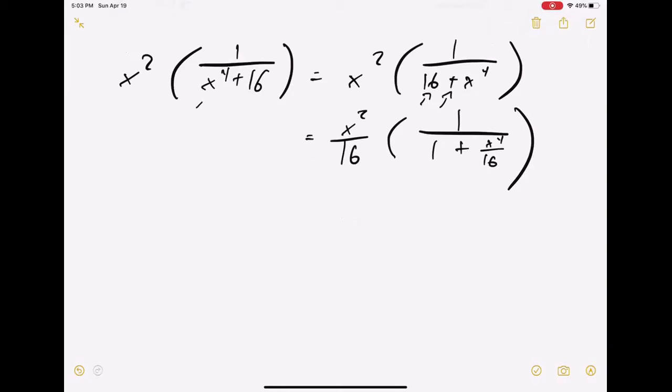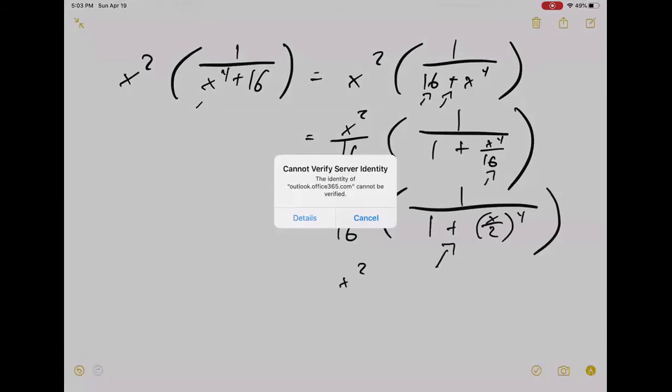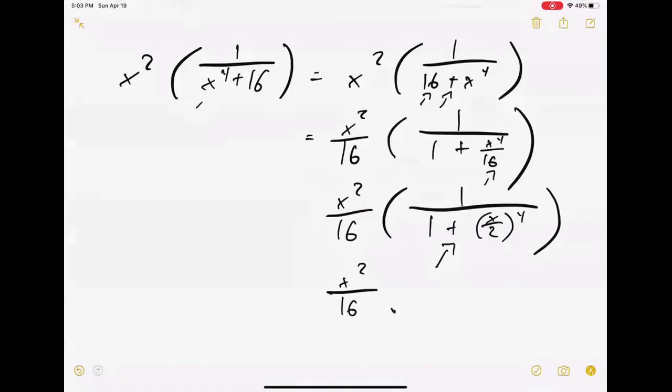And usually I would suggest if you have x to a power over a constant in this term, try and simplify that. So we could say that's equal to, instead of x to the 4th over 16, we could say that's x over 2 to the power 4. All right, next step, I need that to be a minus sign. That's an easy fix. Just be careful with the negatives. The negative sign is not going to be the power 4, just this x over 2.